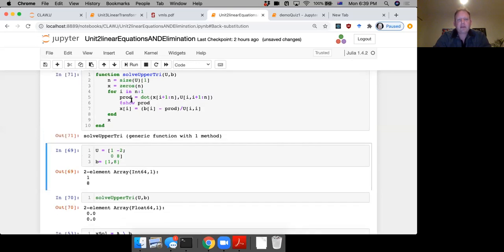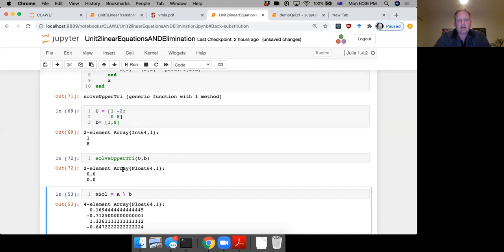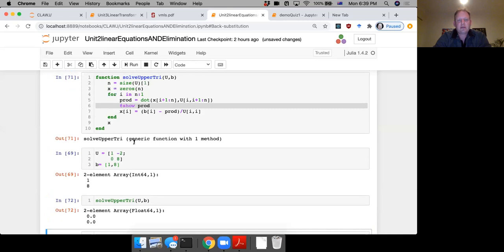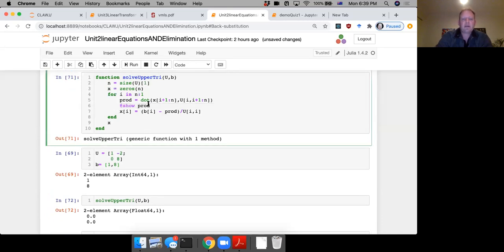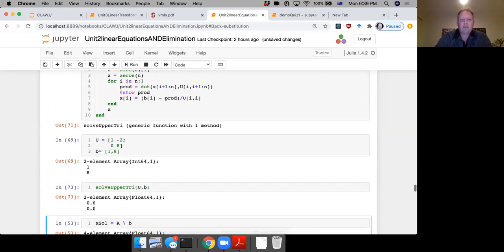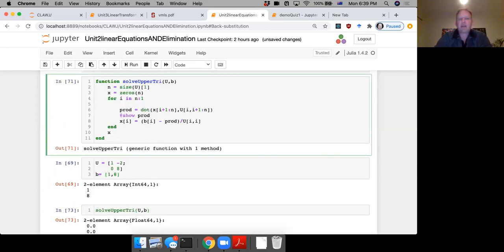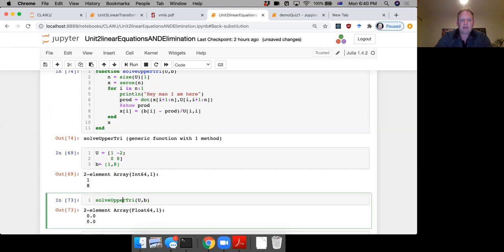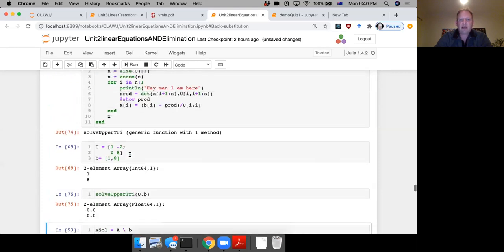Let me put here a show prod in line 6, and I'll run this again. Oh. For I and n, oh, I see. So now I did show prod, and I ran this, and it printed nothing. So I think that this loop never happens. Println, hey man, I am here. Let's run this again here. It never prints, hey man, I am here.